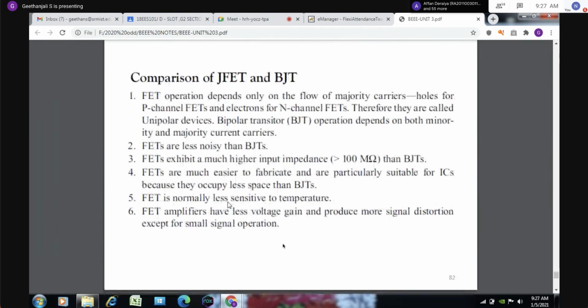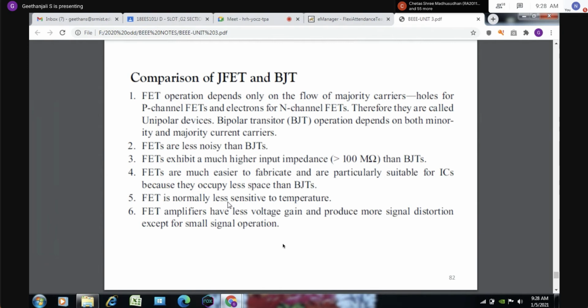Then the comparison of JFET and MOSFET. The first point is, FET operation depends only on the flow of majority carriers, that is holes for P-channel FETs and electrons for N-channel FETs. Therefore, they are called unipolar devices. The conduction depends only on one type of majority carrier, either electrons or holes alone. That is the reason it is called a unipolar device.